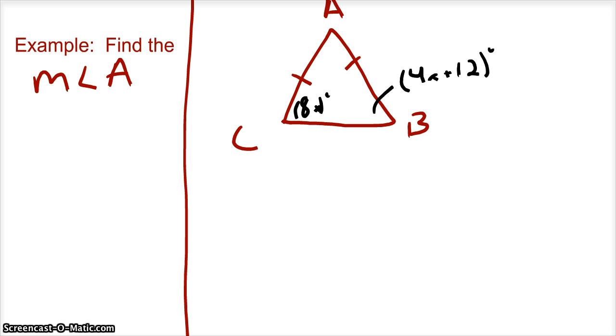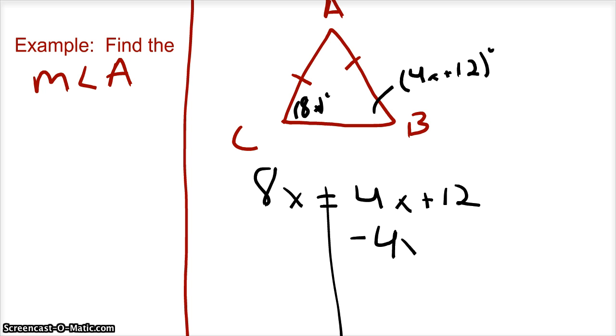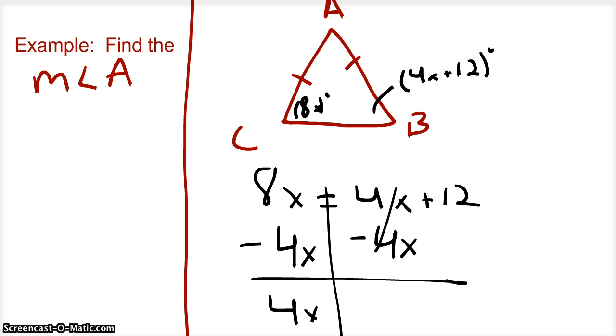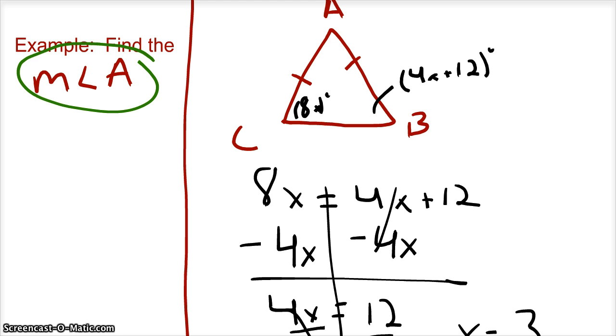So since they're equal, I can write 8x equals 4x plus 12. So then I'm going to solve, so minus 4x. So I'm left with 4x equals 12. Divide by 4. So x equals 3. Yes. Hold on. They told me to find the measure of angle A. Ooh. So I'm not done.